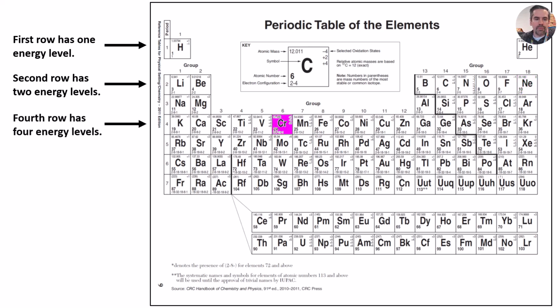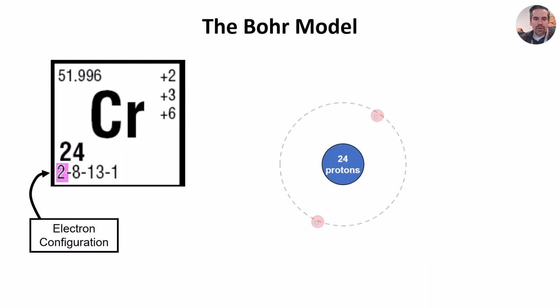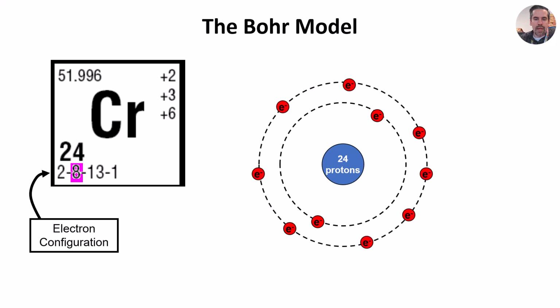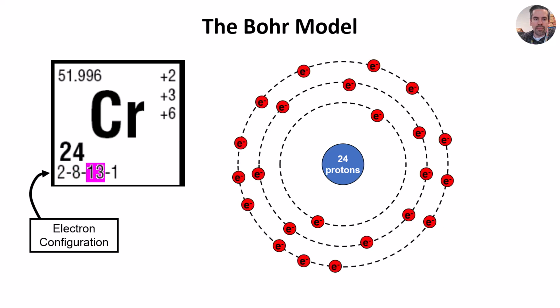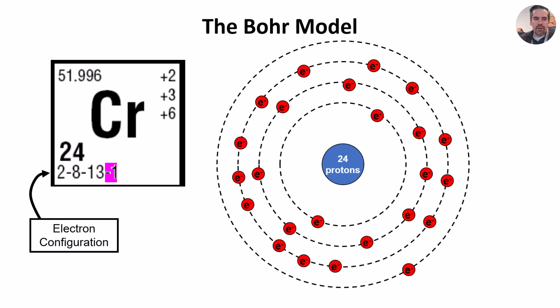Now here's an example from the fourth level. If we have chromium, you can see that it's going to have 4 rings: 2 in the first ring, 8 in the second, 13 in the third, and 4 in the fourth.